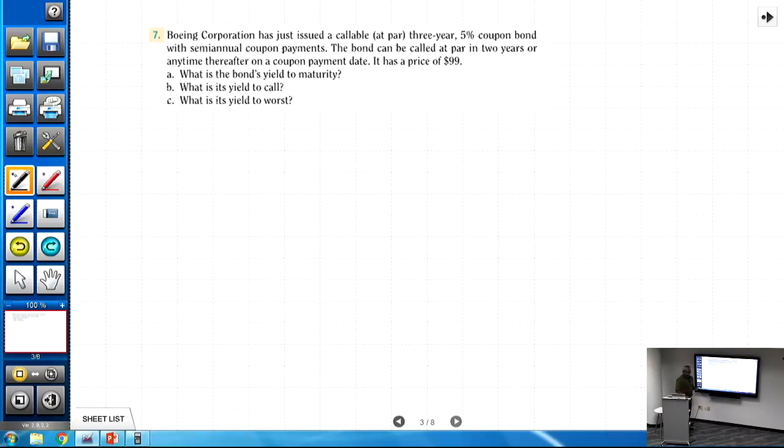Okay, so let's take a look at problem number 7. Question number 7 tells us that a company issued a callable bond. It is a callable bond, but it is also issued at par for 3 years, 5% coupon, semi-annual coupon payments. The bond can be called at par in 2 years or anytime thereafter on a coupon payment date. It has a price of $99. What is the bond's yield to maturity?